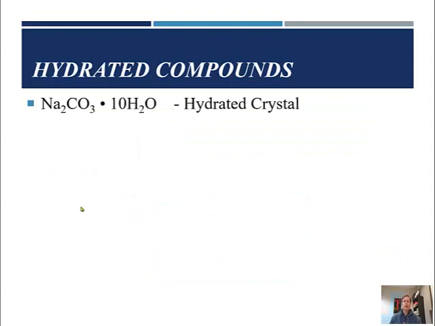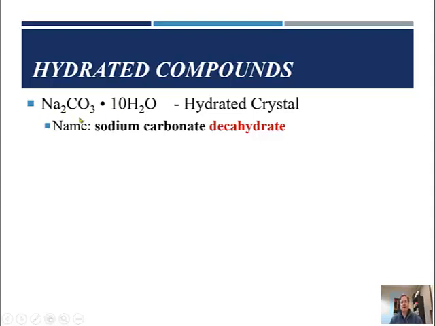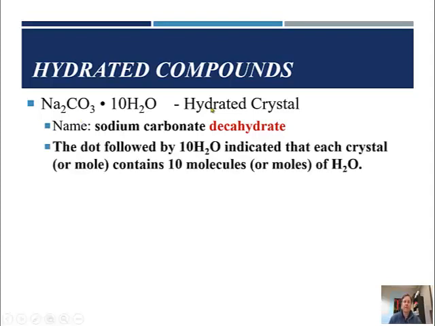So if we look at this hydrated compound, the name of this would be sodium carbonate decahydrate. We use the same prefixes on the water that we use for covalent compounds, and we use the word hydrate to do water. So let's say if we had Na2CO3·5H2O, it would be sodium carbonate pentahydrate. So we follow the same naming as we do with our covalent compounds. And remember, this dot doesn't mean multiply. It means it includes it inside of it. And so when we do the molar mass, we're going to have to include the water.